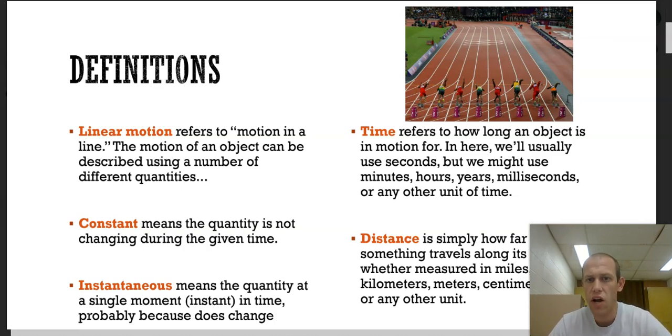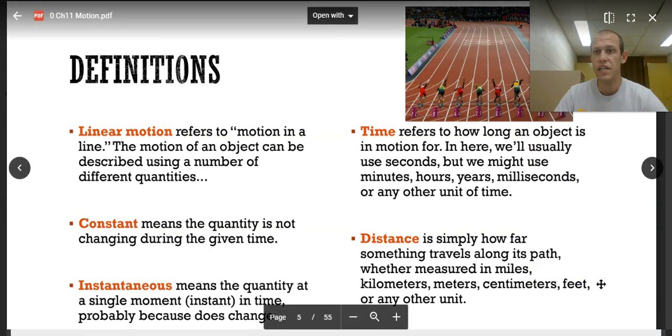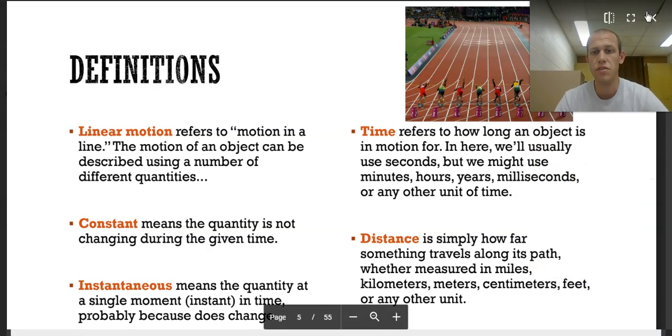Time is referring to how long an object is in motion for. We use seconds a lot of times because that's our base unit for time. If it's in minutes and things like that, that's fine. But when calculations are concerned and there's time in a formula, that time quantity needs to be in seconds. And then distance is simply how far something travels along its path. That could be kilometers, meters, centimeters, feet, or any other unit.